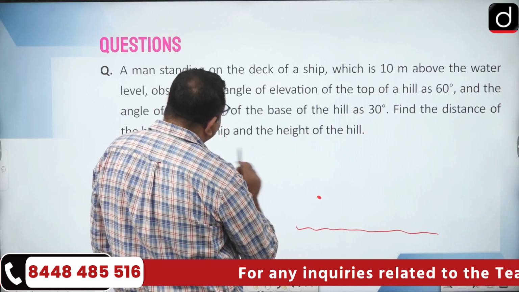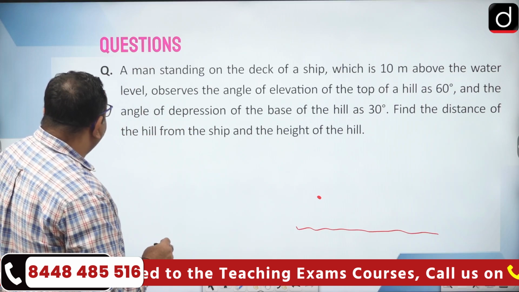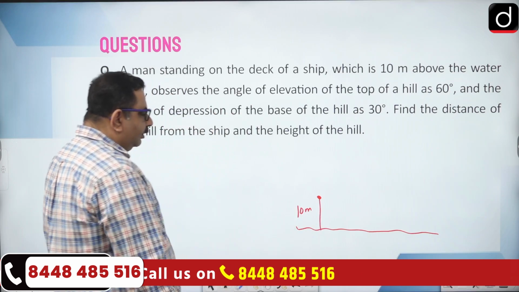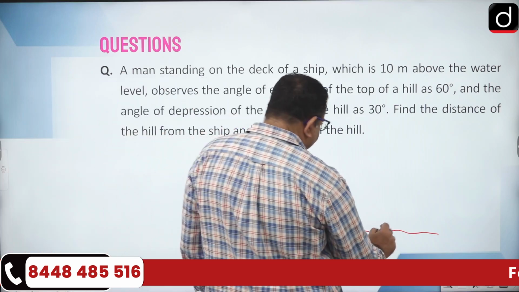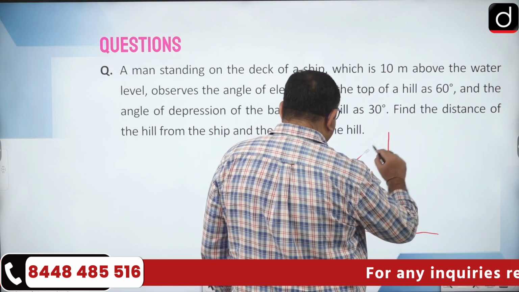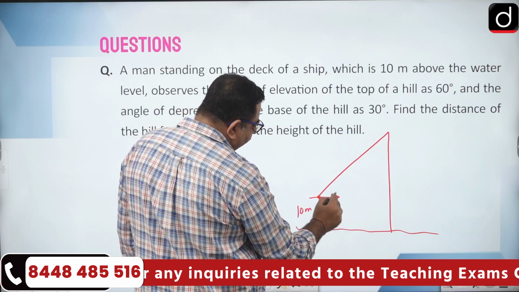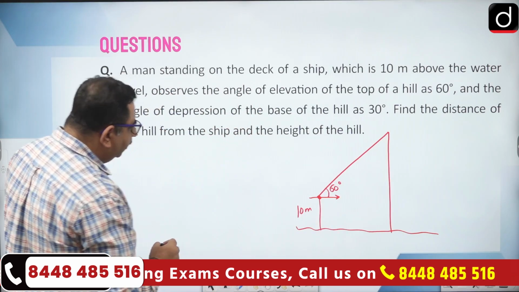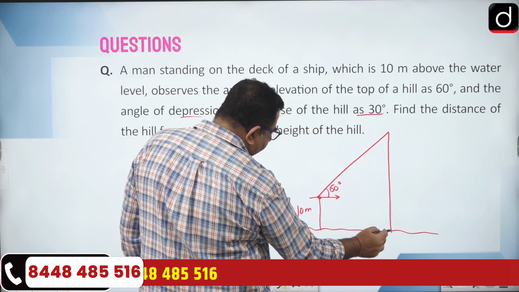suppose this is the person who is standing on the deck of the ship, right? Which is 10 meters above the water level. Observe the angle of elevation of the top of a hill as 60 degrees, right? So this is the hill. So for the top of the hill, the angle of elevation is always from the horizontal, right? So this angle is 60 degrees, and the angle of depression of the base of the hill is 30 degrees. So the base of the hill is this.